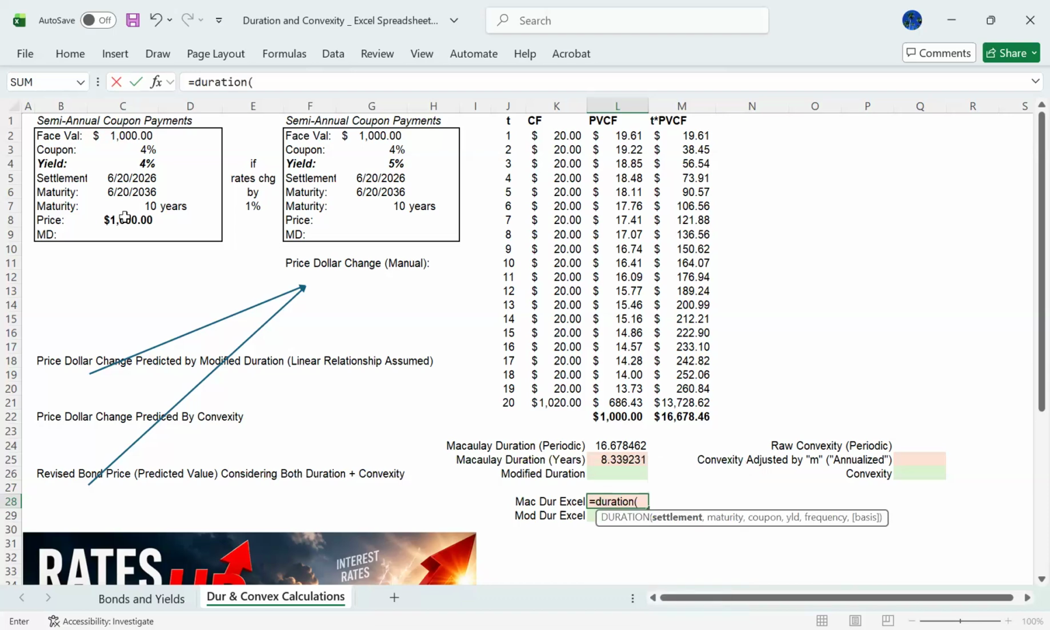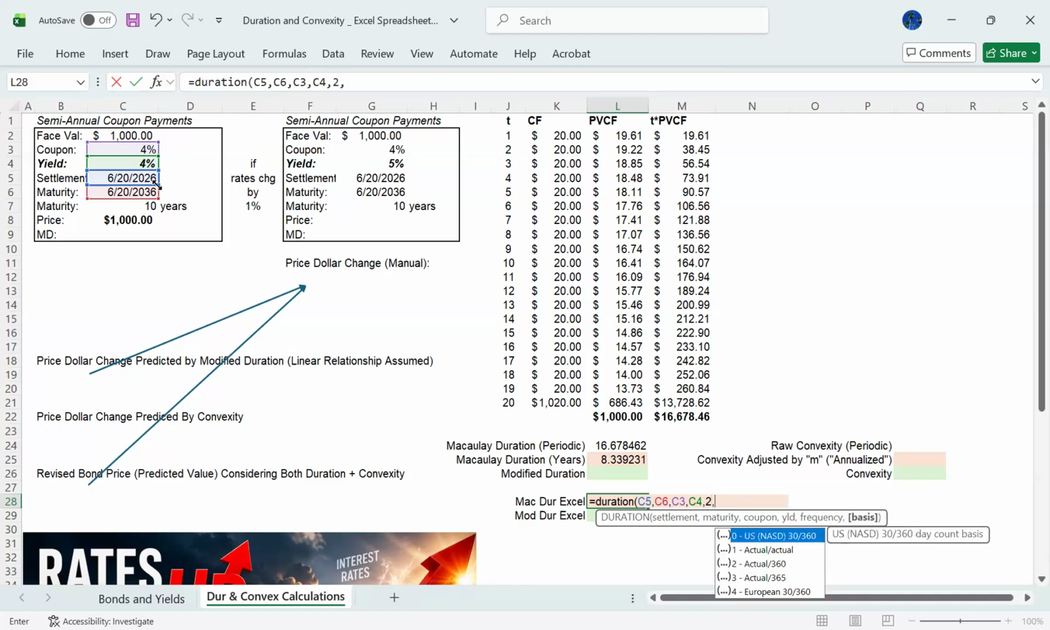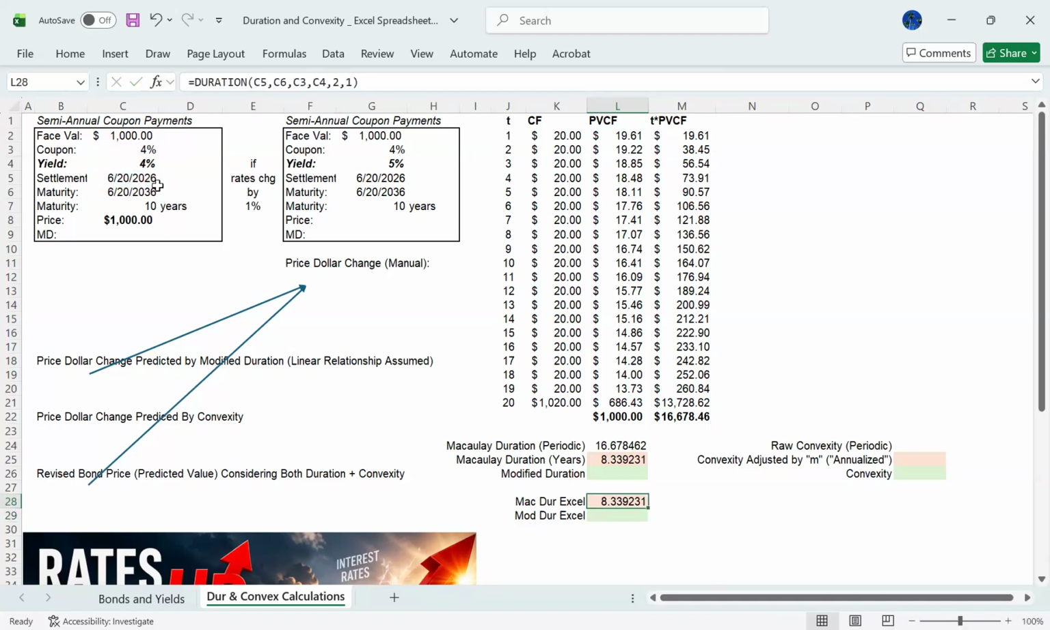Now we can use Excel to confirm that this calculation is actually correct by doing duration instead of M duration. Now this is only duration, and we plug all these values. Settlement is this, the maturity is this, the coupon rate is this, the yield is this. I'm not dividing by 2 or multiplying by 2 because now I'm going to specify that this is semi-annual. So Excel is going to do those adjustments for me. And then in finance, most of, if not all of the time, we use actual. And there we go. This is the exact same number.